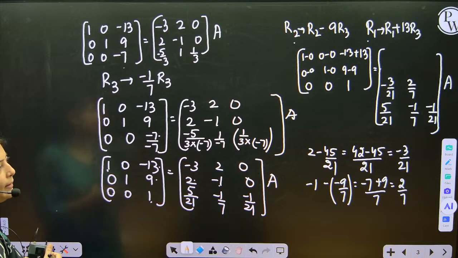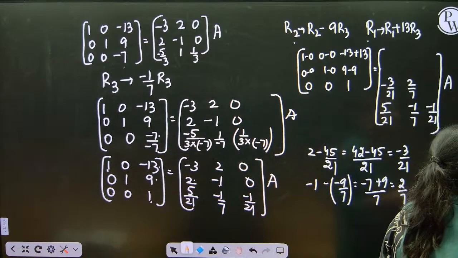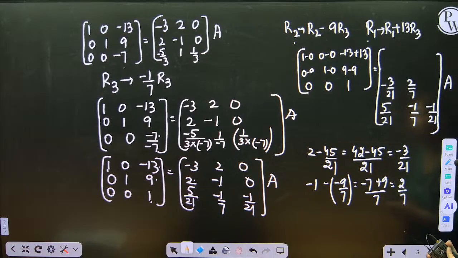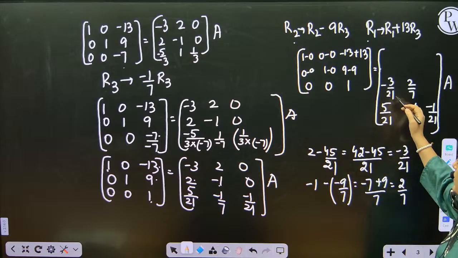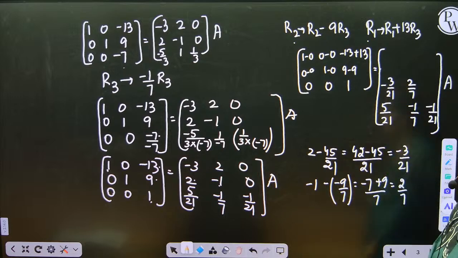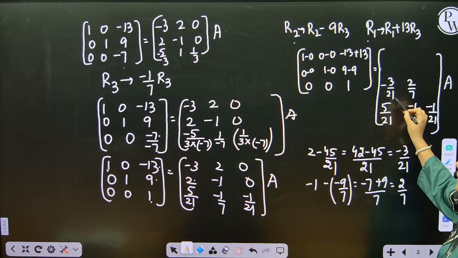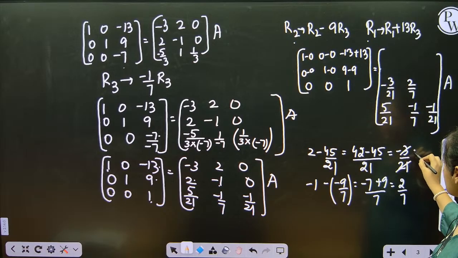I hope it is clear till here. Yes, we can cancel this also. This will become minus 1 by 7. Okay, in your books, if it is written as minus 1 by 7, don't get confused. We can write it as minus 1 by 7 also, no issue.